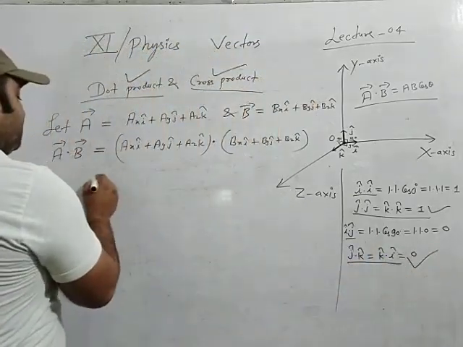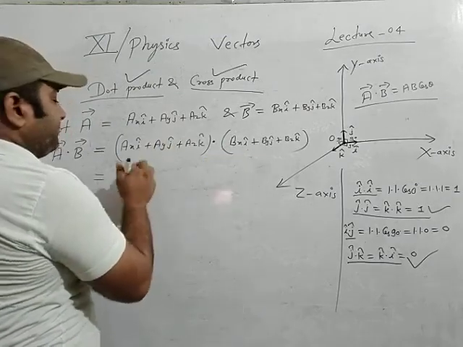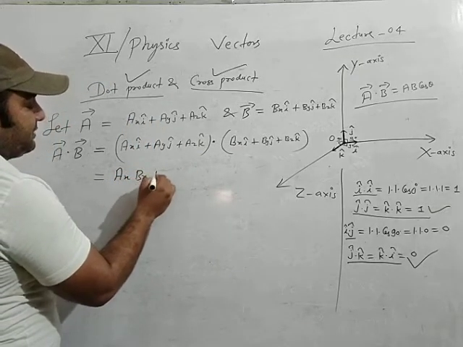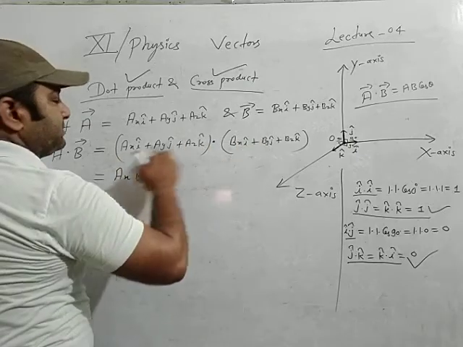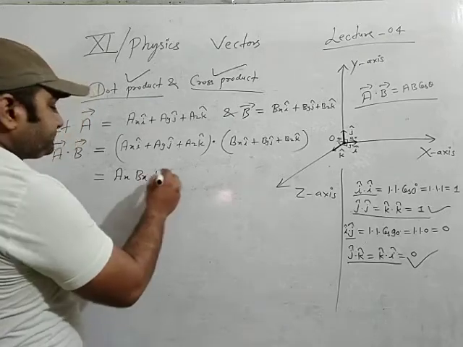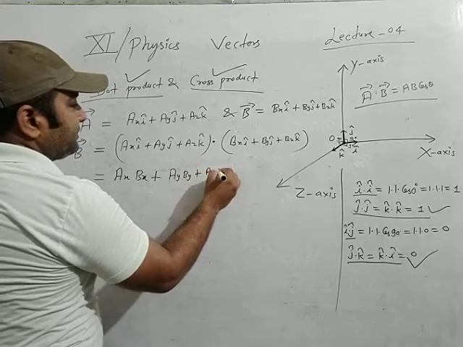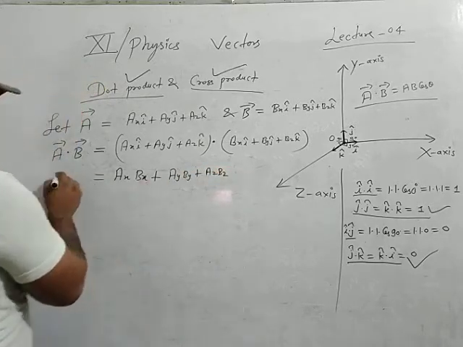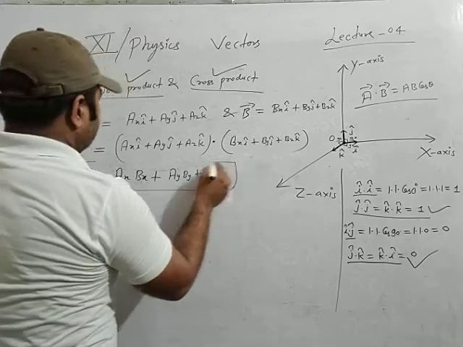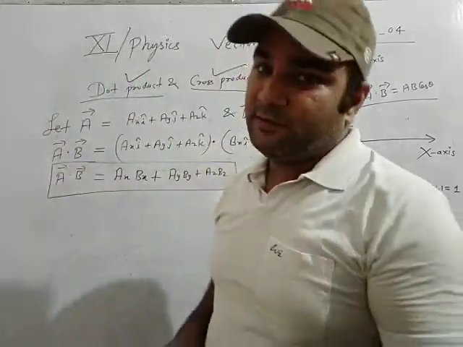Just see, the i and i coefficients will give the value ax bx, and ax by will be 0, ax bz will be 0 according to this explanation. Clear? So plus ay by plus az bz, and this is the dot product of two vectors. Very simple concept. When it is understood one time, there will be no problem in solving numericals.